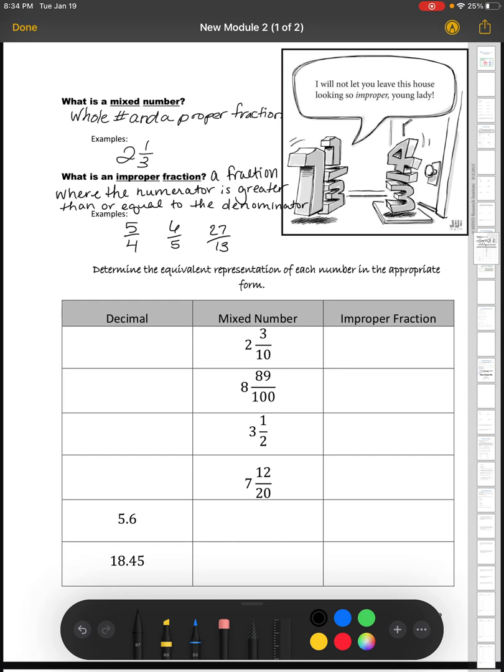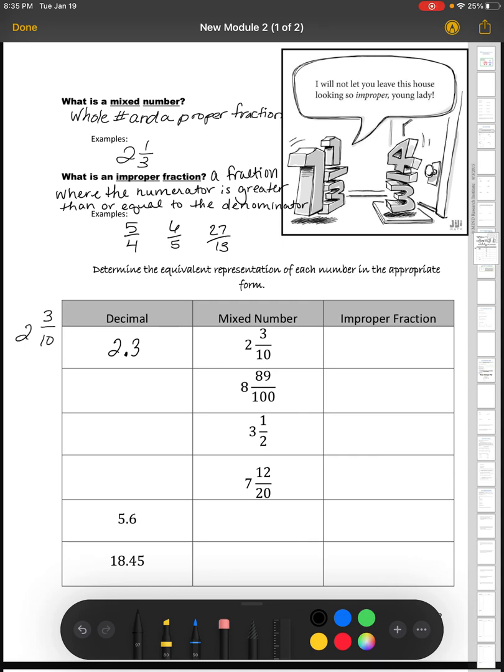All right, and it says determine the equivalent representation of each number in the appropriate form. So as a decimal, the same rules apply, except for now, instead of putting a 0 in front, you're just going to put the whole number. So in this case, 2 3/10, we're going to do 2.3. The improper fraction, so just a quick review of that. So I'm going to write this over to the side. So we have 2 3/10, right?